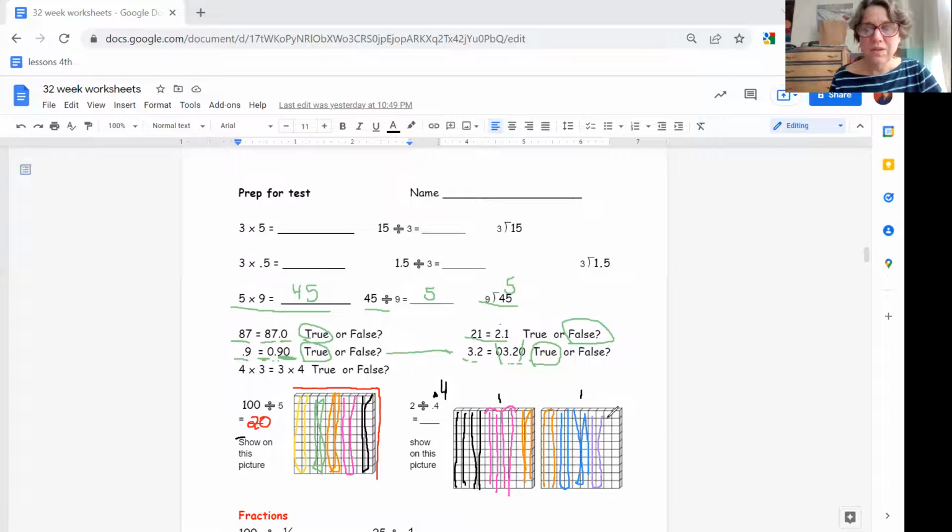1, 2, 3, 4. So how many colors do we have? Black, pink, orange, blue, purple. So the answer is 1, 2, 3, 4, 5. Now, remember, there's 1 point here, and the answer is going to be 5 groups. All right.